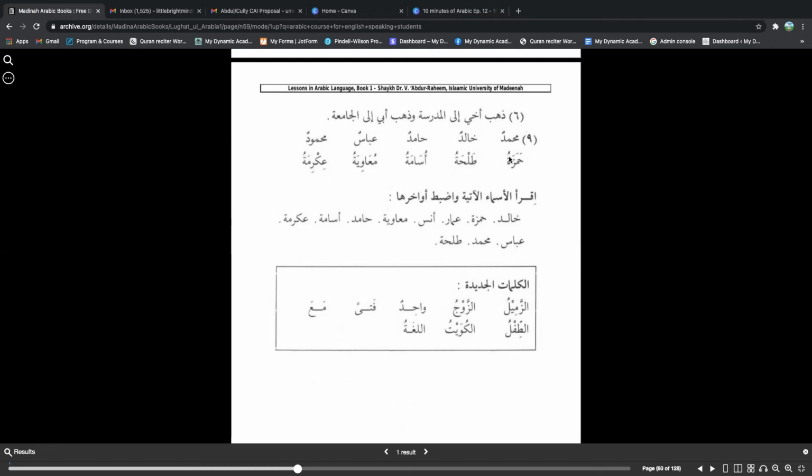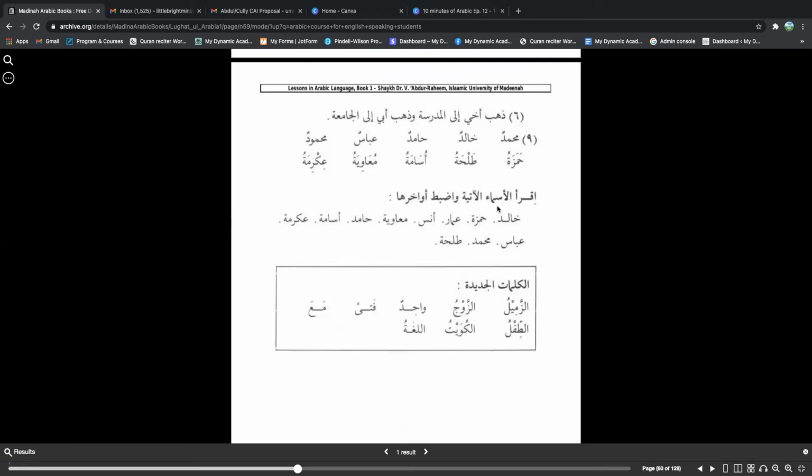Hamzatu, and notice they don't have tanween. Okay, usually when the ta marbuta is at the end of a name, then it doesn't have tanween. Hamzatu, Talhatu, Usamatu, Muawiyatu, Ikrimatu, right? And these are all well-known names, inshallah. You've heard them before. Ikrimatu.